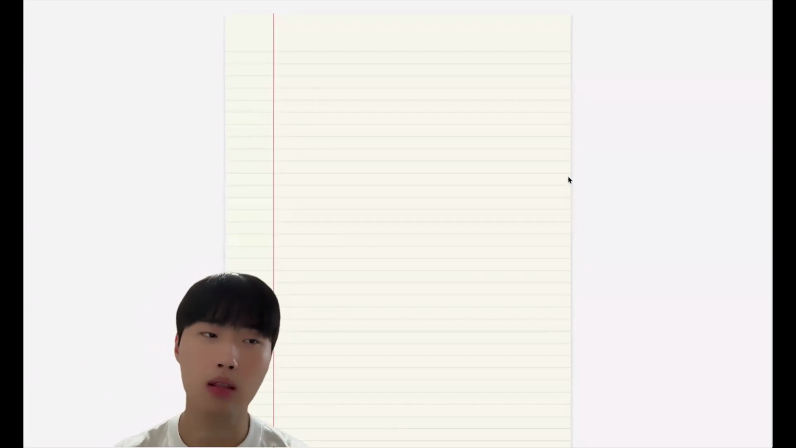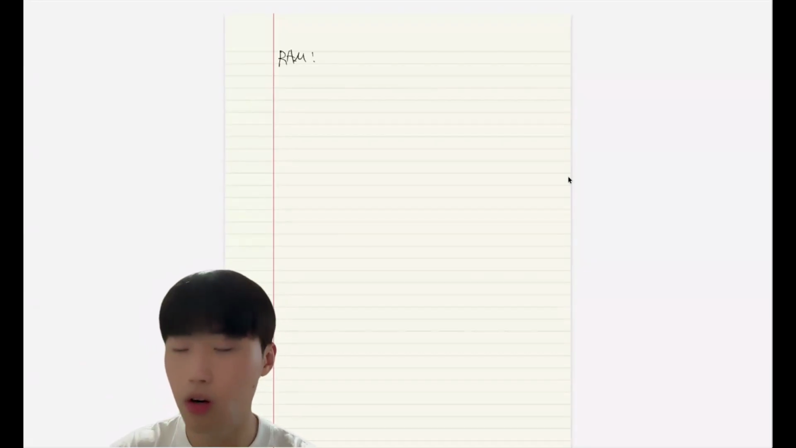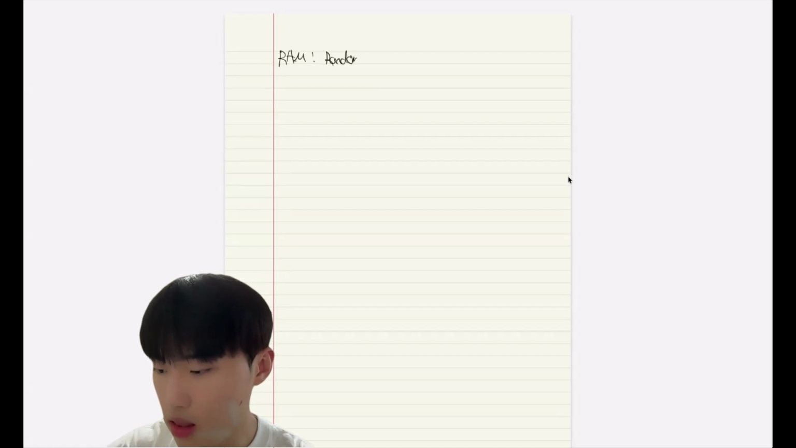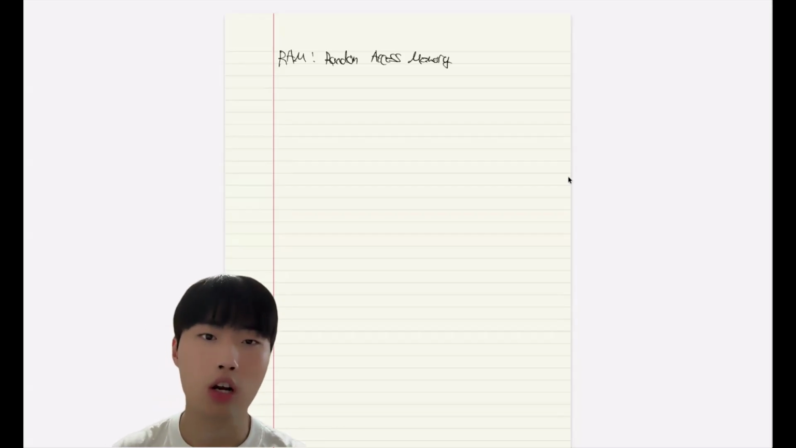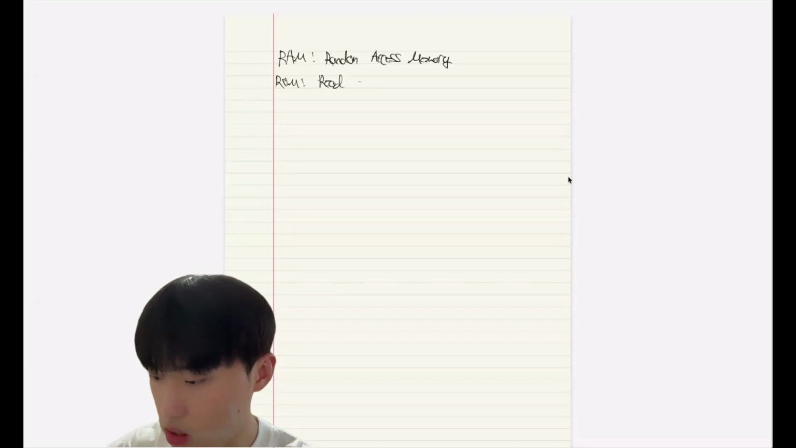The SRAM and the DRAM are RAMs, or random access memory. And the ROMs are read-only memory, so the NAND flash is included in the ROM.